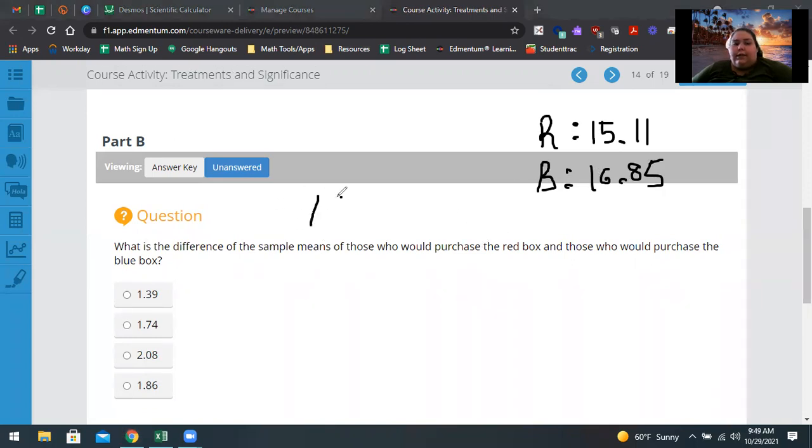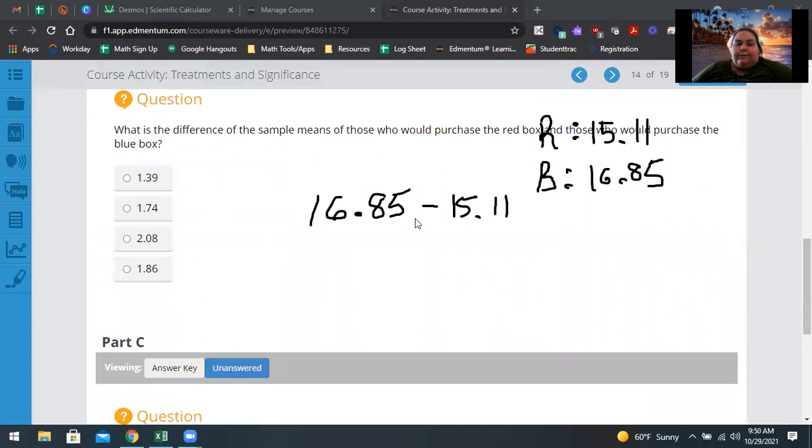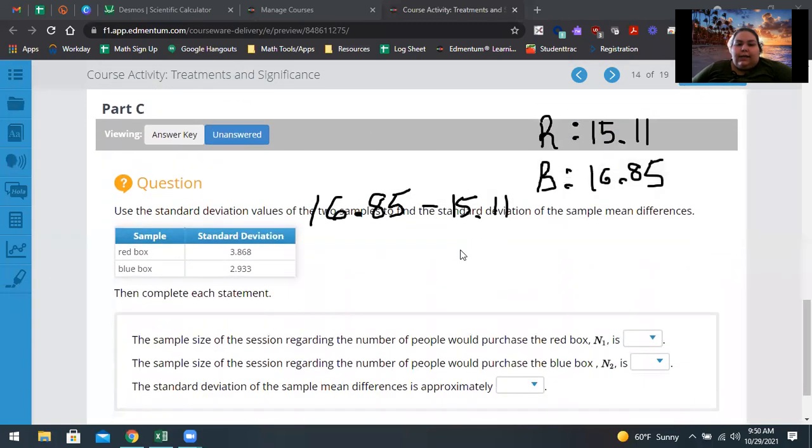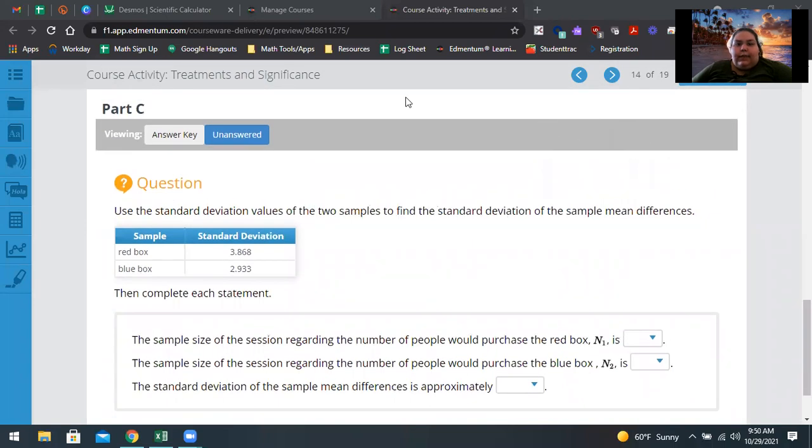So go ahead, take out a calculator, or you can subtract by hand, but you're going to do 16.85 minus 15.11 and select your difference there. Now let's go ahead and take a look at part C. So in part C, we're going to use that equation that we had listed up above. So let's take a moment to get that written down here.